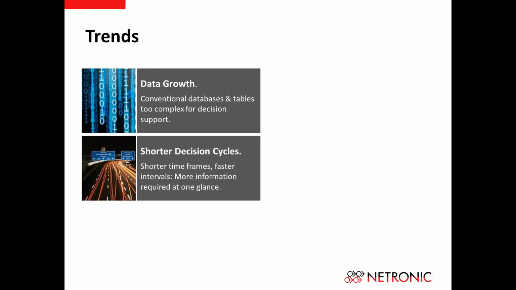We also see that decision cycles become shorter and shorter. So people who have to make decisions in enterprises have shorter time frames to make these decisions, which means they need the information faster, and typically because data is growing, they need to have more information at one glance.